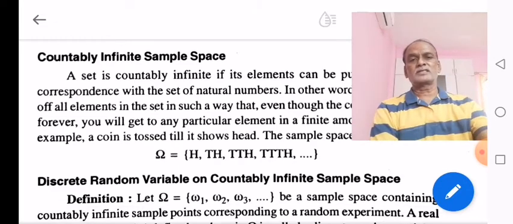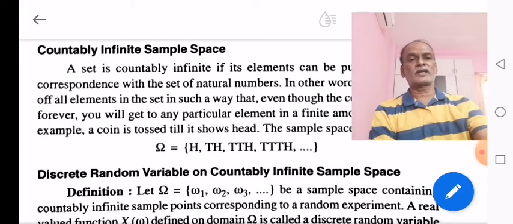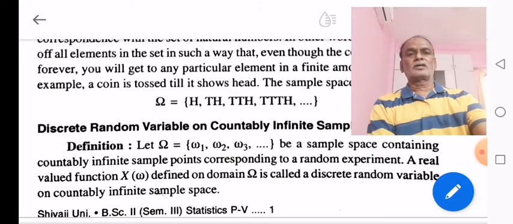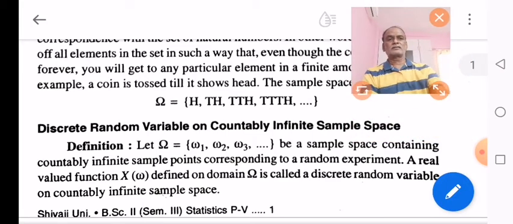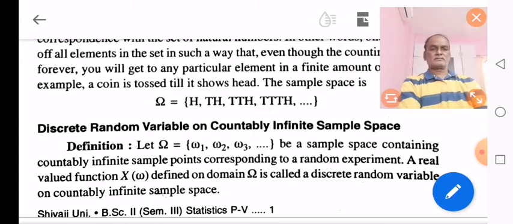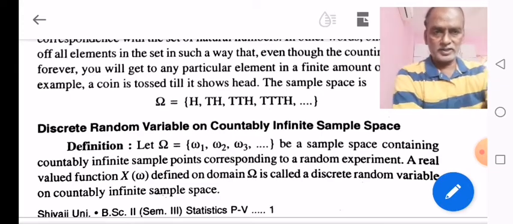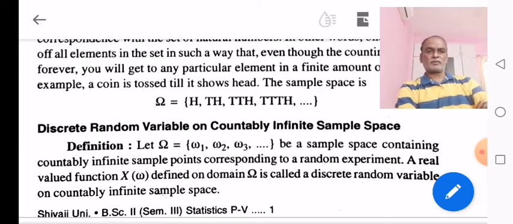Now we'll define what is the discrete random variable on a countably infinite sample space. We have a sample space omega having the countably infinite sample points w1, w2, w3, and so on and so forth, be a sample space containing countably infinite sample points corresponding to a random experiment. Now we have to define a real valued function X(omega) based on the sample points defined on domain omega, which is called a discrete random variable on a countably infinite sample space.